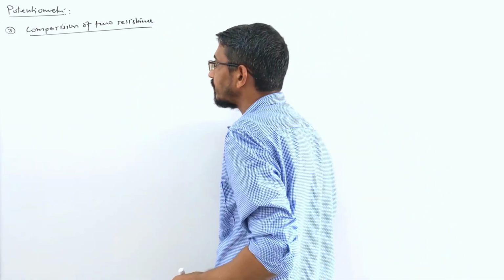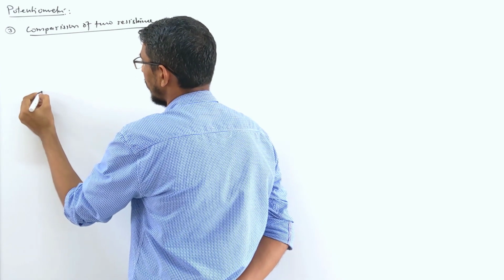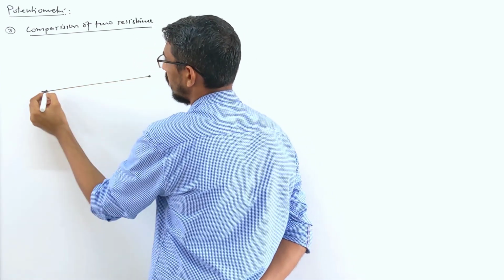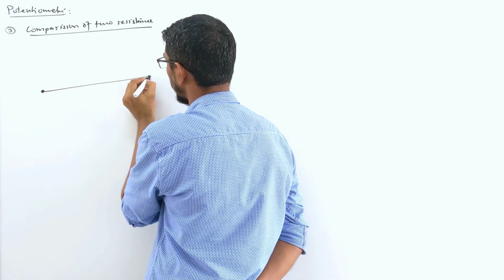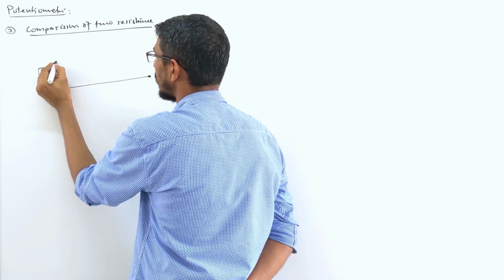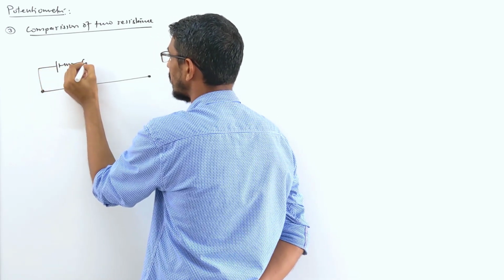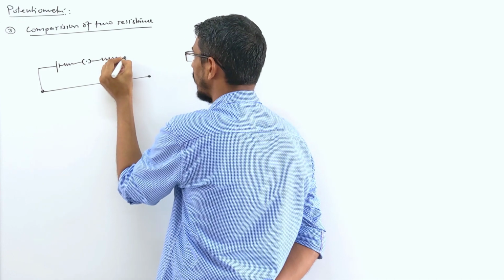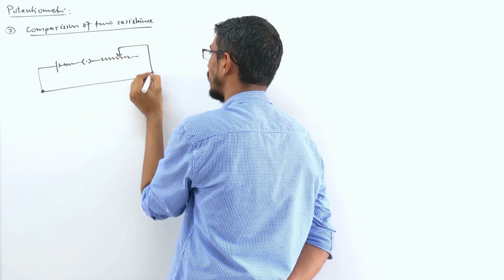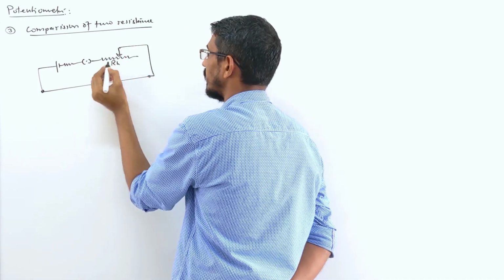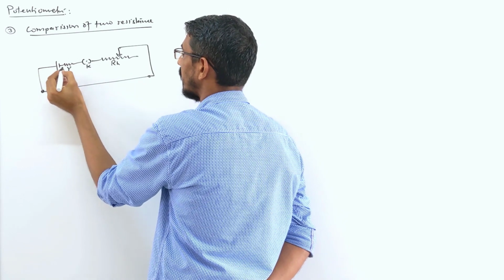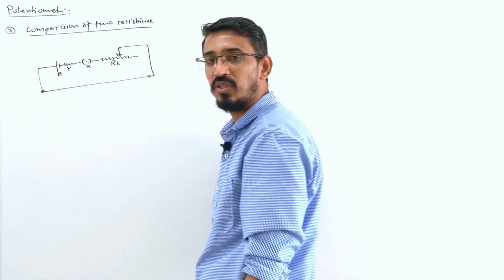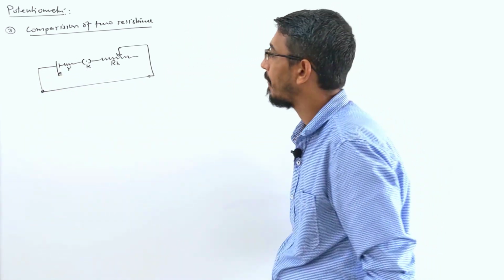How? Let's see. Setup remains the same. This is your potentiometer, we draw it just by a line. This is your primary circuit: a battery, internal resistance, key, rheostat, and ammeter. If you want to draw, you can draw, otherwise no problem. This is RH, this is the key, internal resistance, and EMF of the same. This is called the primary circuit, always there.